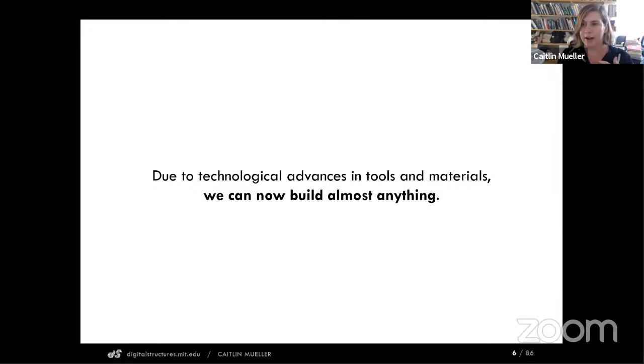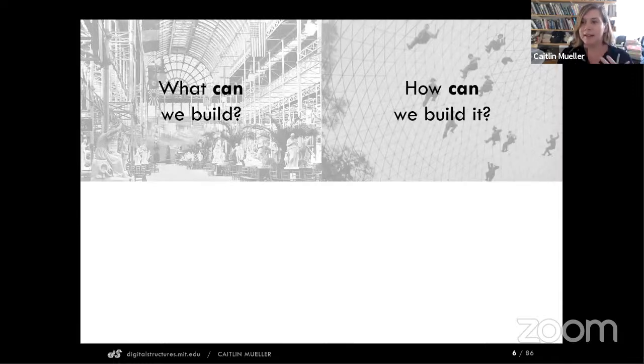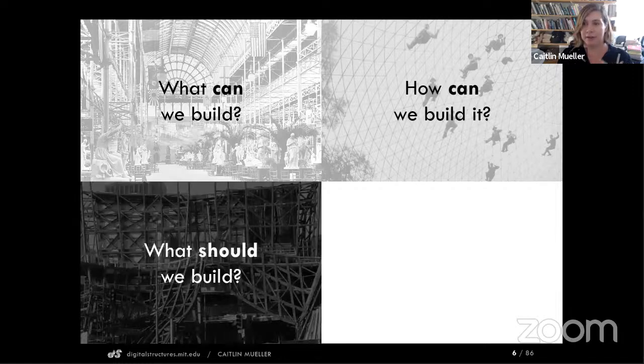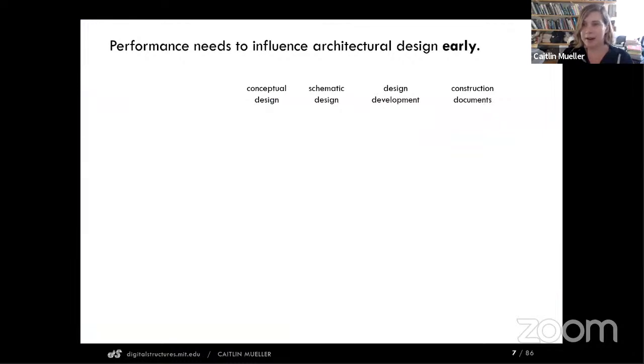But our current context demands that we move beyond that. The questions of the last century of possibility, what is possible to build and how might we build it, need to be replaced with the urgent questions of what we should build and how we should build it. And my belief is that we need to do this by using performance as a guide in design. But that's actually very challenging to do.